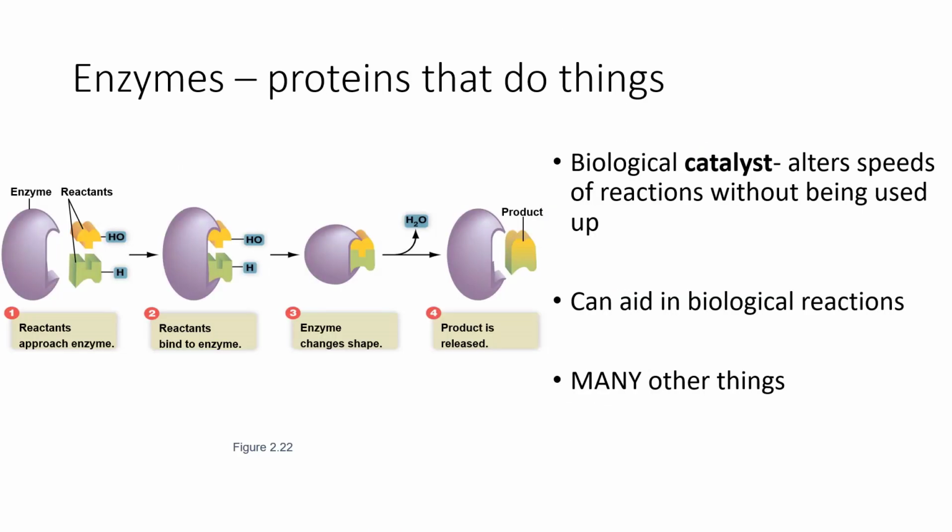Proteins can do things in the body, and one thing they can do is be enzymes. Enzymes are proteins that do things. They are biological catalysts. They can alter the speed of reactions without themselves being used up. So these will aid in biological reactions like metabolism that we'll see later, or like making more DNA, which we'll see much later. They do a lot of things in the body, and we will see them quite often. These enzymes, remember, are proteins.